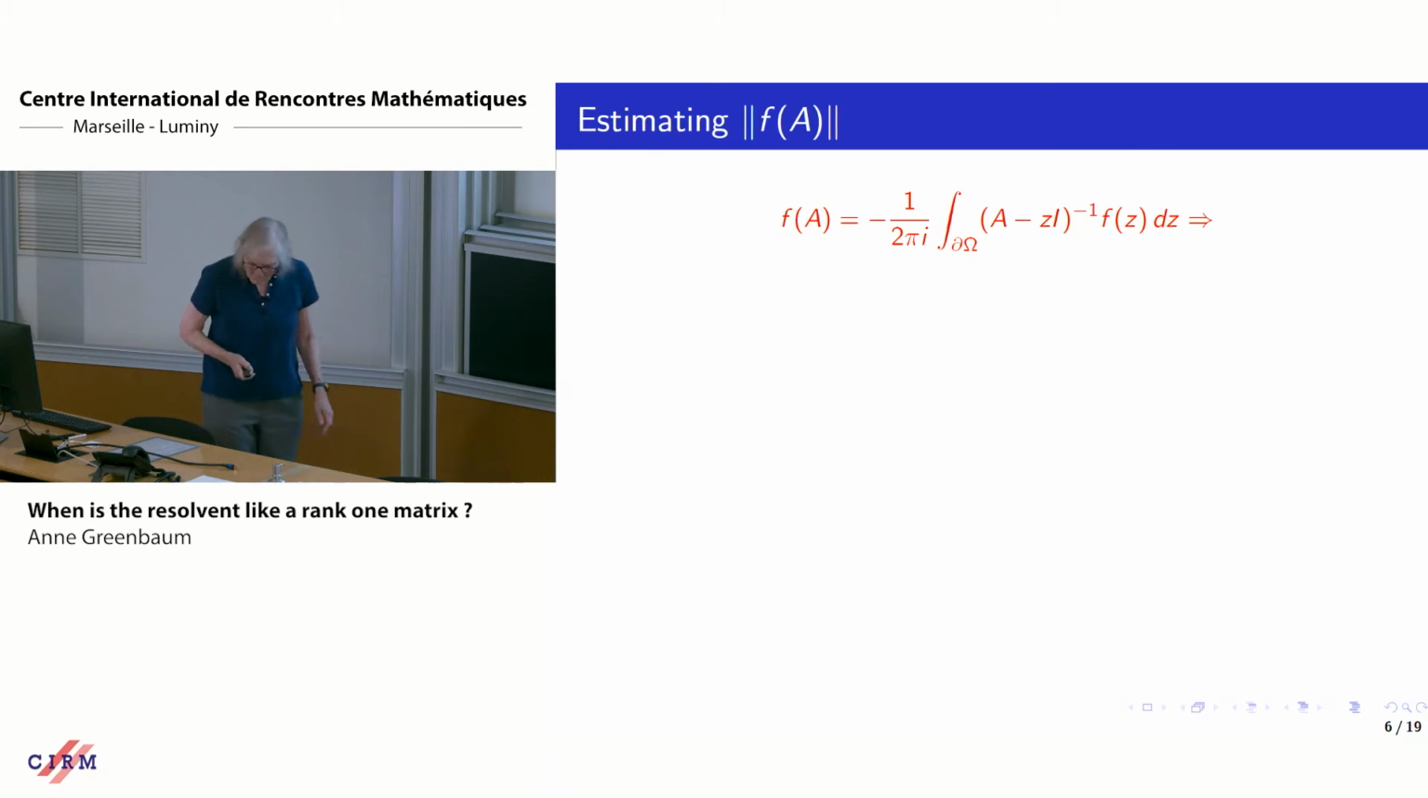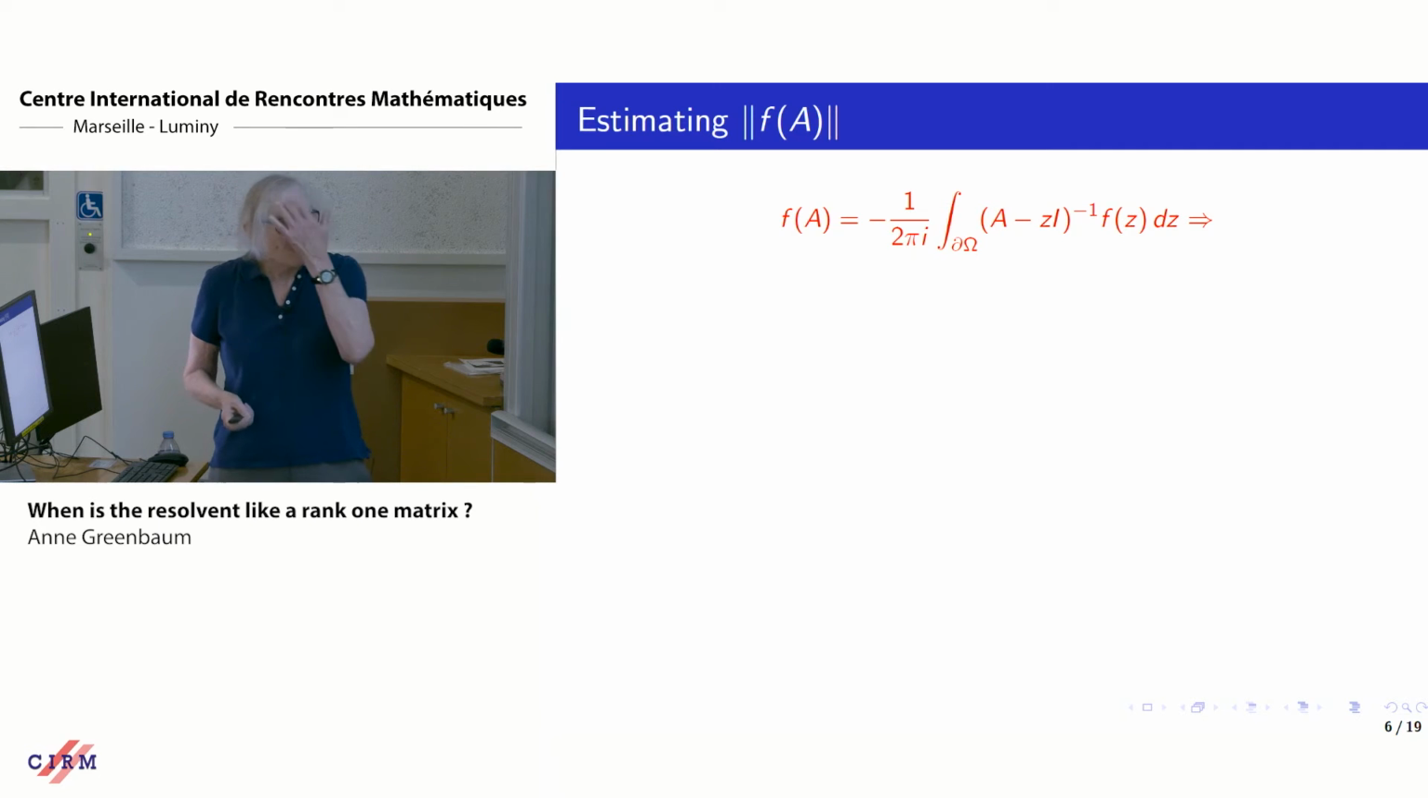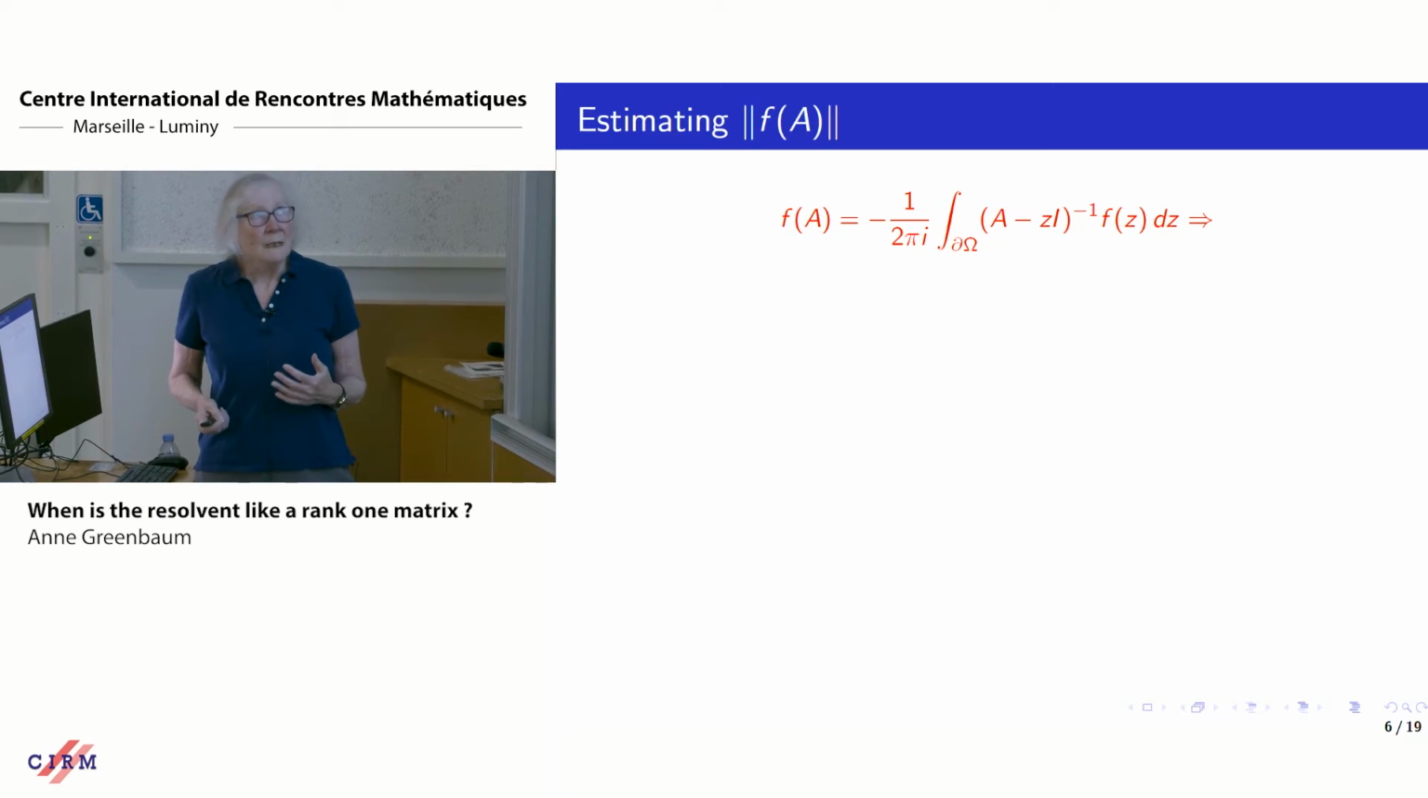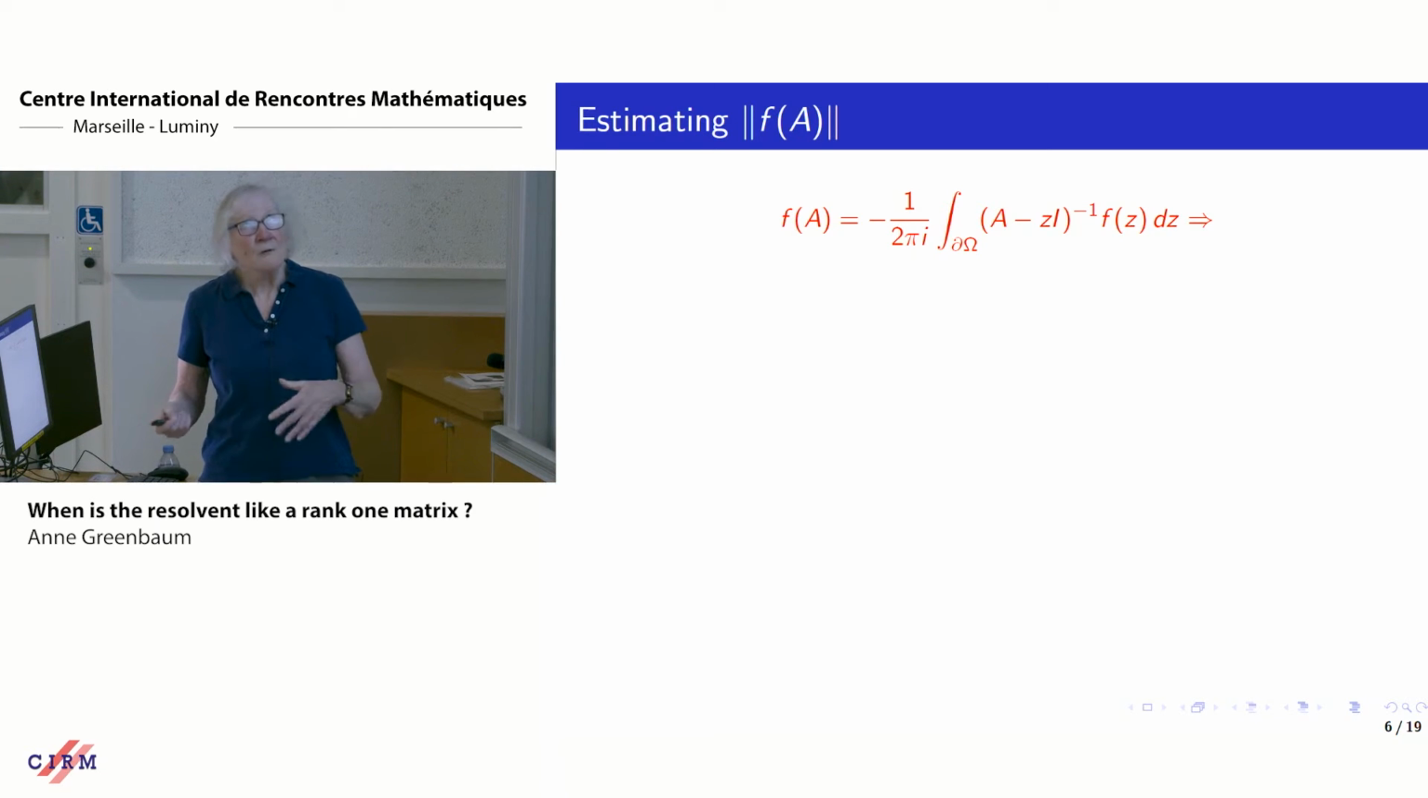Okay, well, why was I interested in this? First of all, it could be very interesting in applications if you're working with a very large matrix and you need to work with the resolvent. If you can approximate it well enough by a rank 1 or a low rank matrix, that's a huge savings in time and storage. The reason I became interested in this was I was interested in estimates of the norm of a function of A, norm f of A, based on the maximum value of f on various regions in the complex plane.